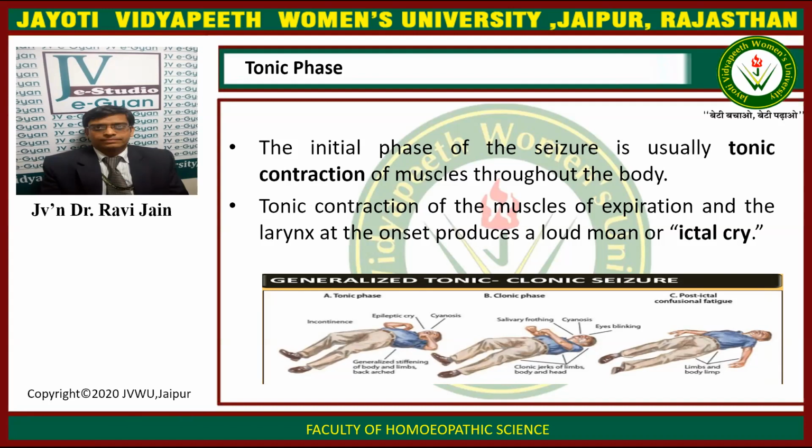In the tonic phase, there is incontinence and the ictal cry, which is most important. There is cyanosis and generalized stiffness of the body, limbs, back, and arms. In the clonic phase, there is salivary frothing, cyanosis, eye blinking, and clonic jerking. The tonic contraction of the muscles of expiration and the larynx produces a loud moan. That is the ictal cry. This is very important, so always write ictal cry in the case of the tonic phase.